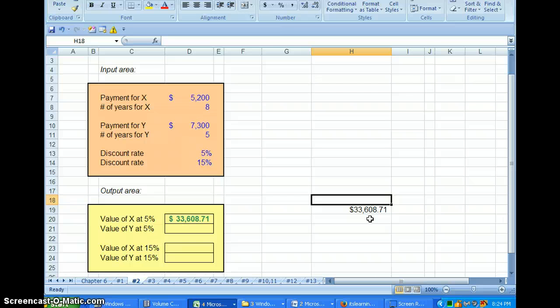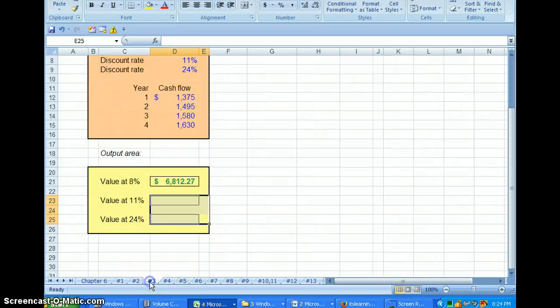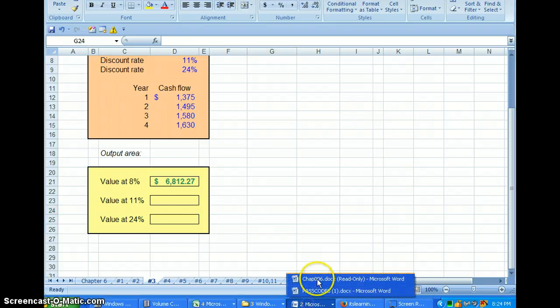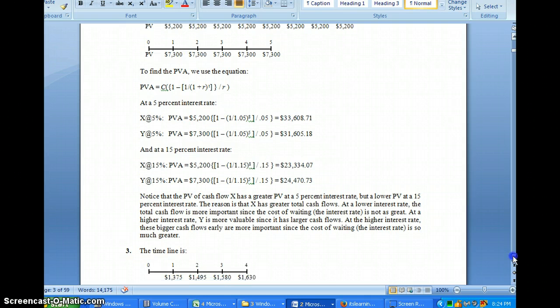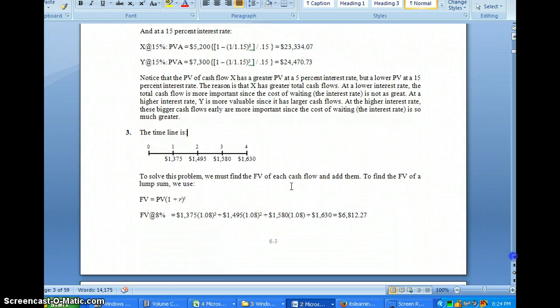Toadies has identified an investment project with the following cash flows. If the discount rate is 8%, what is the future value of these cash flows in year 4? What is the future value at the discount rate of 11%, at 24%? So what we want to do is take a look at 3. And we are solving for a future value. These are the cash flows each and every year.